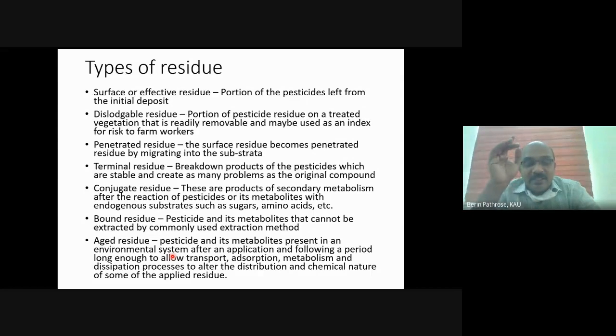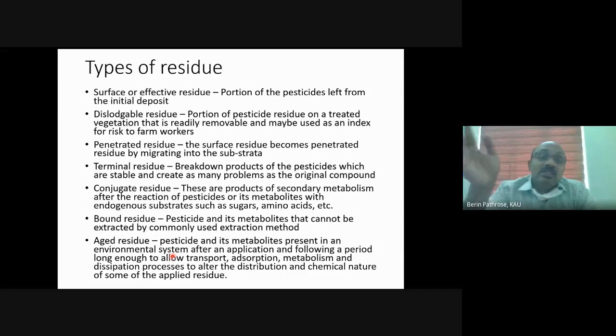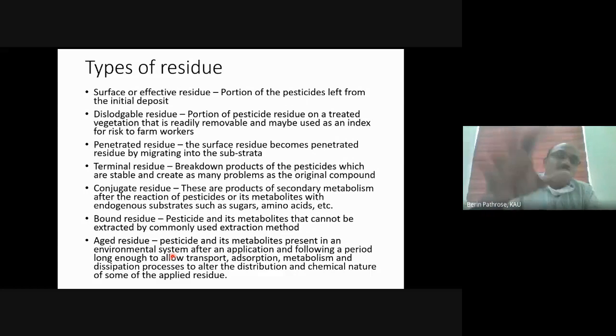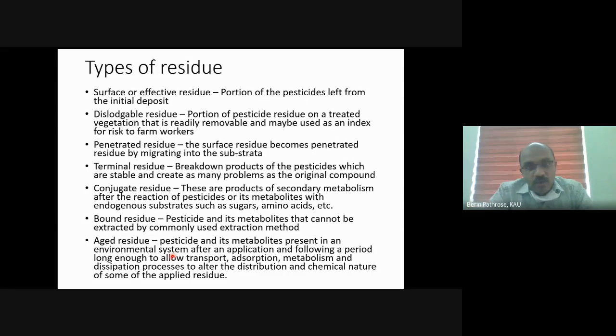So the pesticide residue remaining after the initial deposit. We have sprayed a quantity, but some quantity of pesticide has fallen off the leaf area or crop surface because we have sprayed a bit excess of the spray fluid, and whatever portion of the pesticide remains on the crop surface is called surface residue or effective residue.